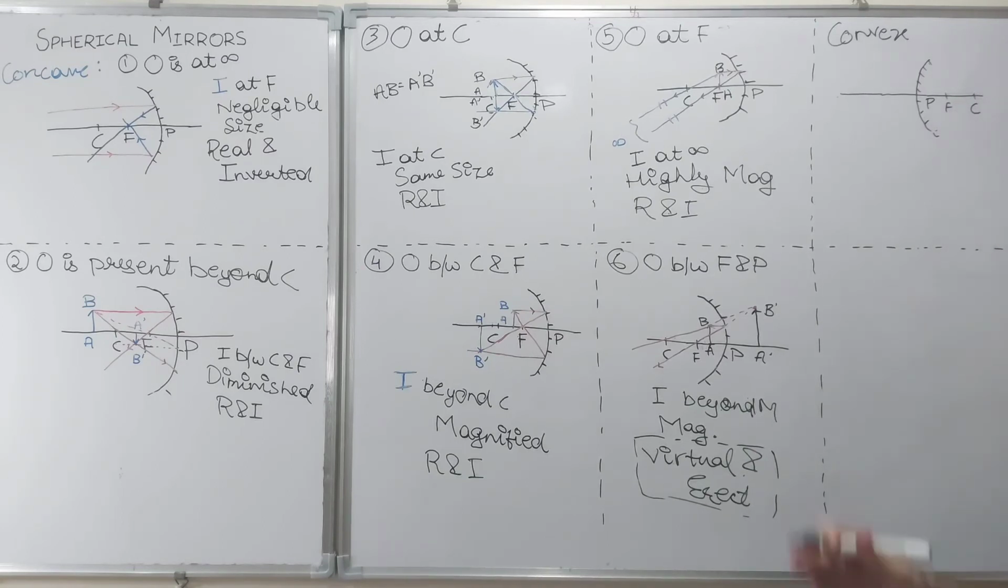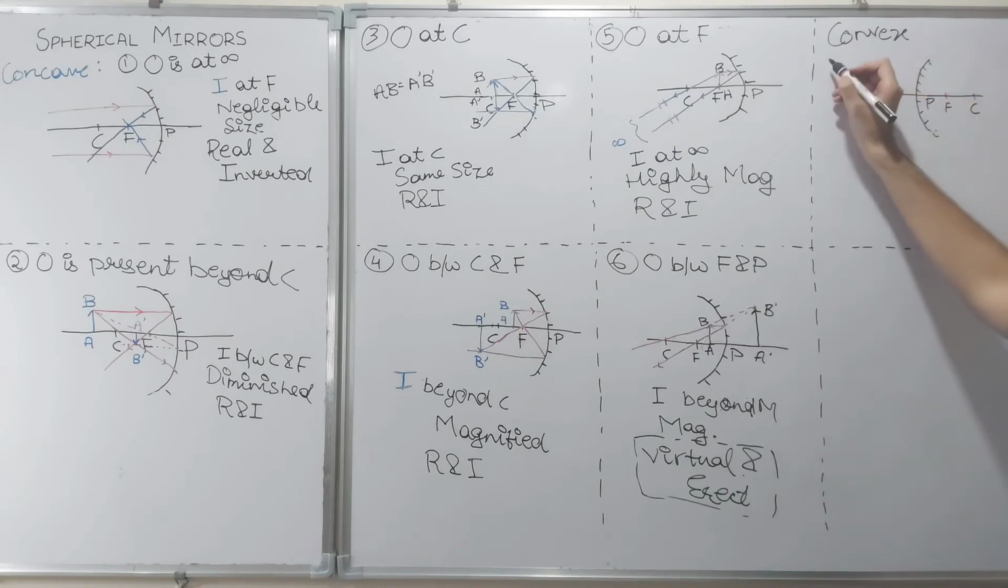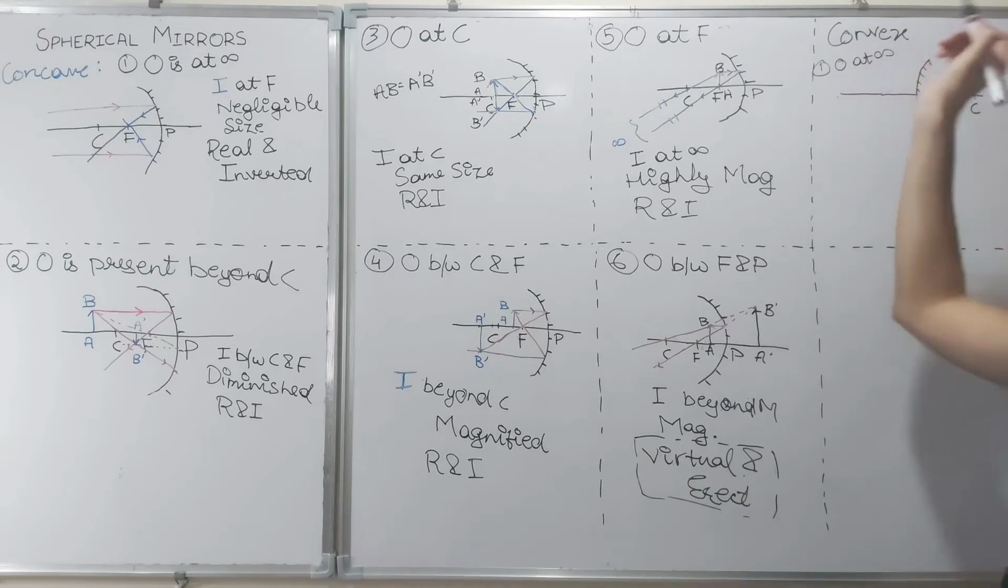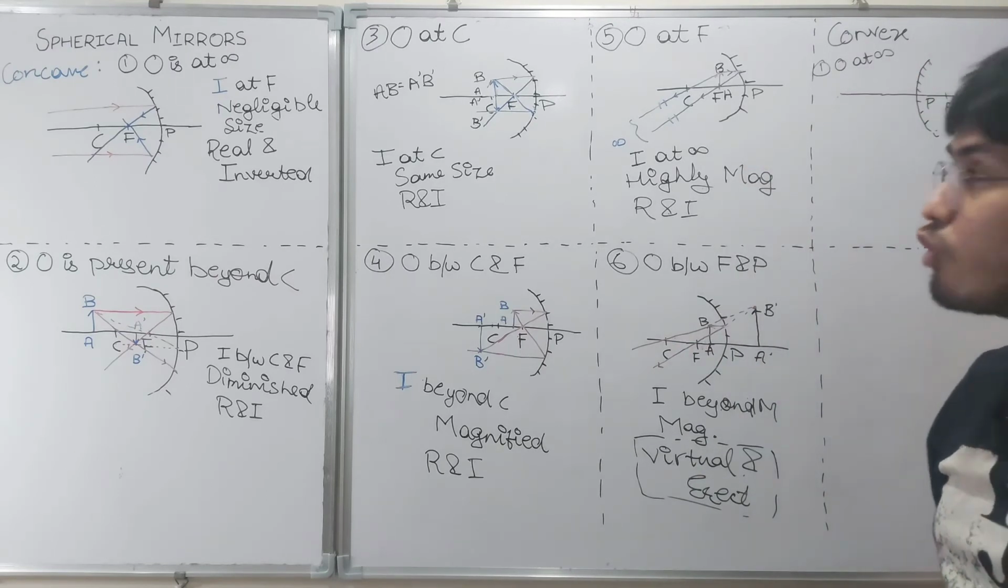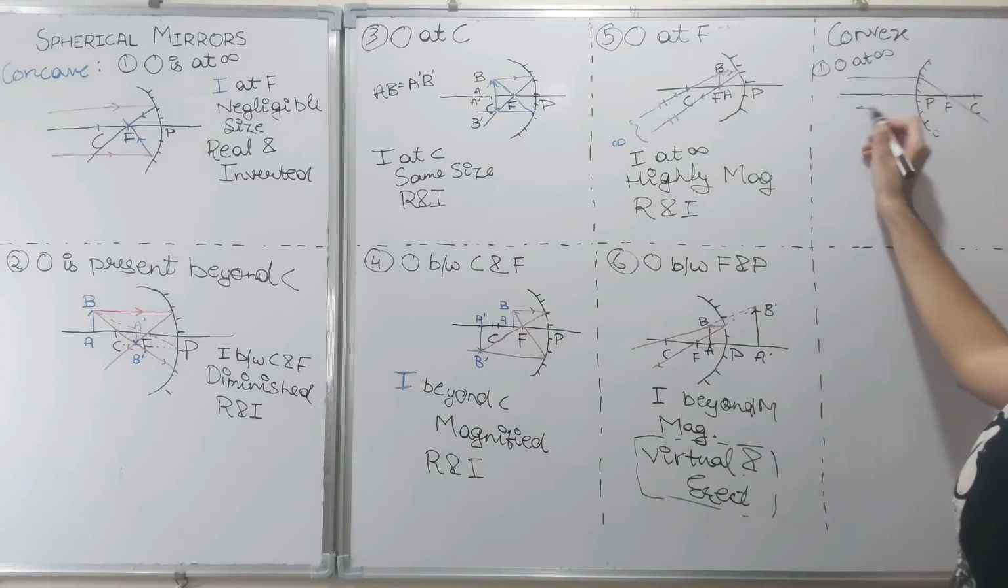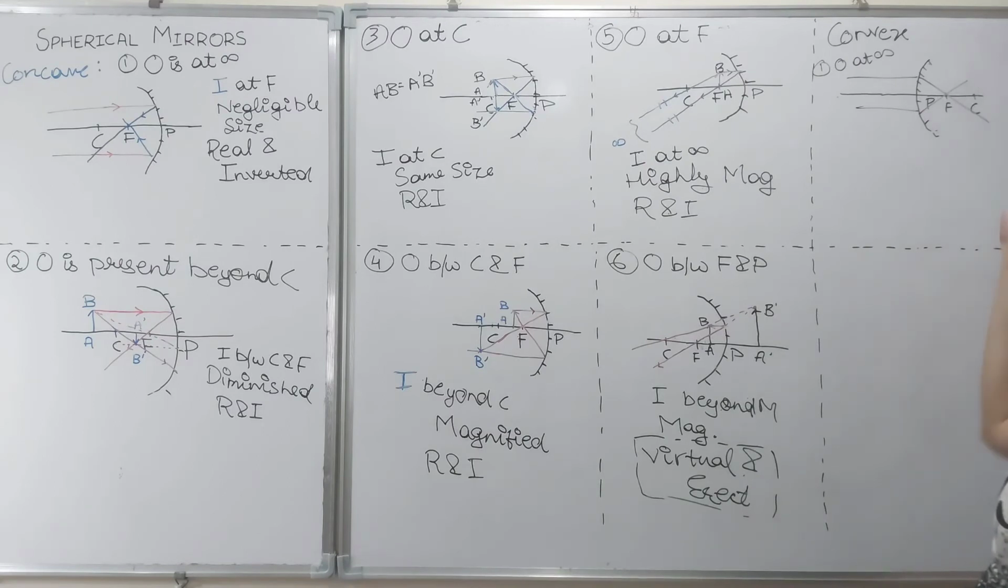The first case that we are taking is that the object is present at infinity. We all know that when the object is at infinity, the ray will pass through the focus, and the image that we are going to get will be formed somewhere over here. Yes, this case we all know. So where will the image be formed?